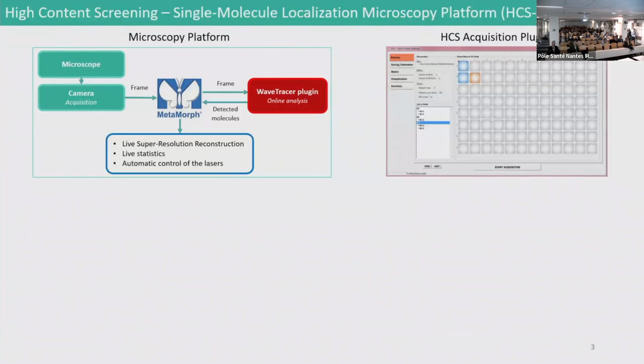And the other block of this platform is another plugin of Metamorph, which is the high content screening acquisition plugin. And this plugin is used to set up the high content screening experiment, such as, for example, selecting the wells we want, as you can see.